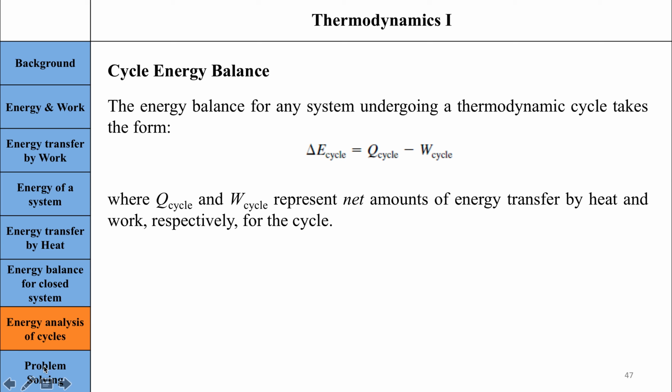But because the system has to return to its initial state, there is no net change in the energy of the system. So that's why this term cancels out, and what we are left with is just these two terms. This equation is now an expression of the conservation of energy principle, and it must be satisfied by every thermodynamic cycle. It doesn't matter what the sequence of processes was or what the nature of the substances in the system are, this equation has to be satisfied by every thermodynamic cycle.